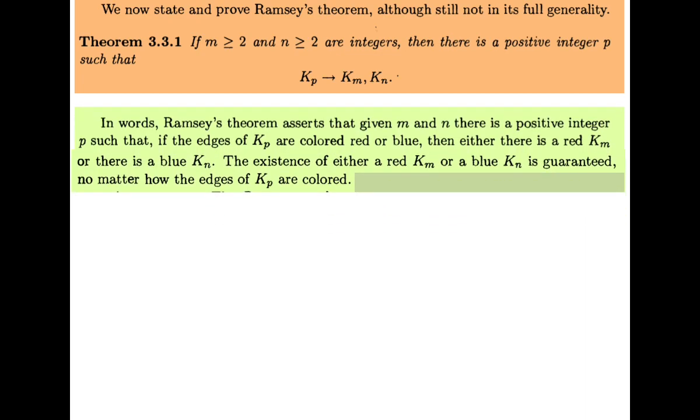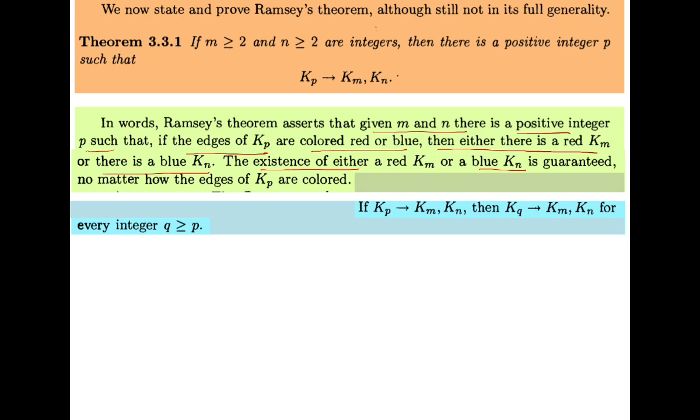So it means that the Ramsey theorem says that for the given m and n there is always a positive integer p such that if edges of Kp are colored red or blue, then either there is a red Km or a blue Kn. The existence of a red Km or a blue Kn is guaranteed no matter how the edges of Kp are colored.